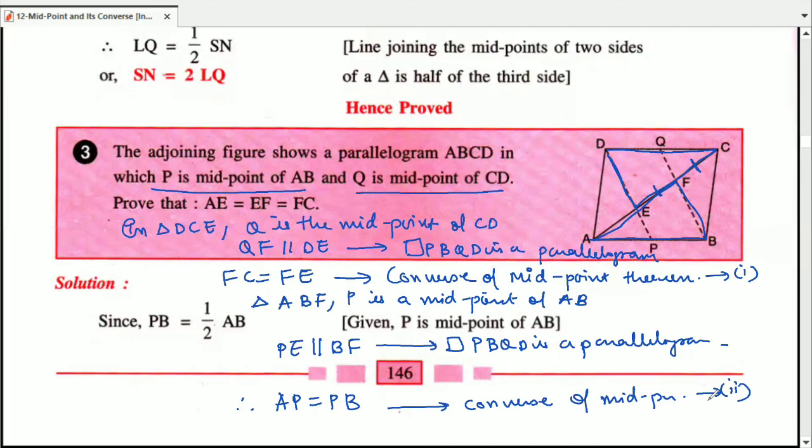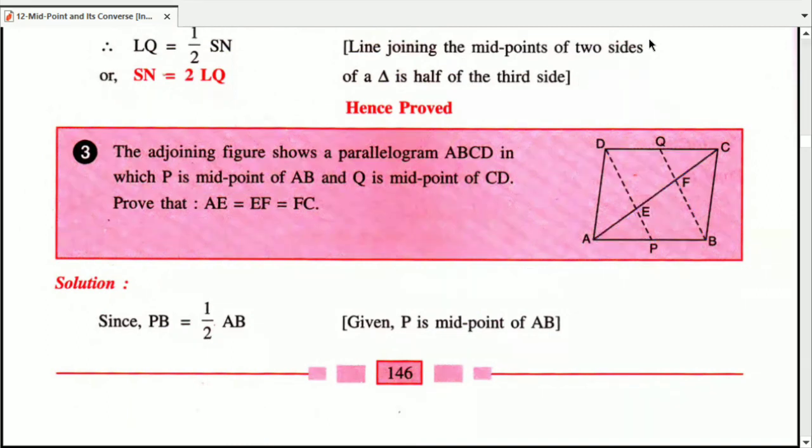Just a minute, here we need to make some corrections. Here we have to go for AE is equal to EF, and this we have to prove. So AE is equal to EF. So from equation 1 and 2, we get that AE is equal to EF is equal to FC. So this way we can prove. So here we have used either the midpoint theorem or the converse of the midpoint theorem.